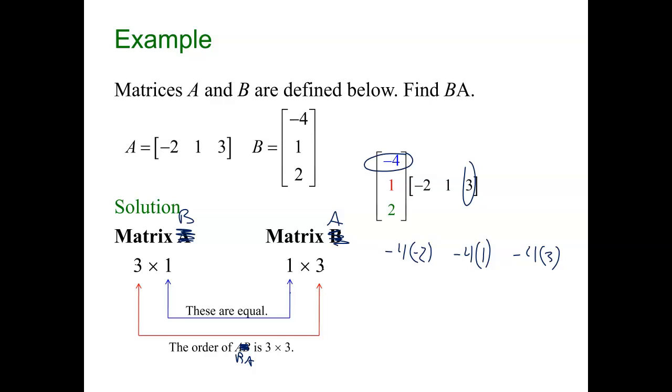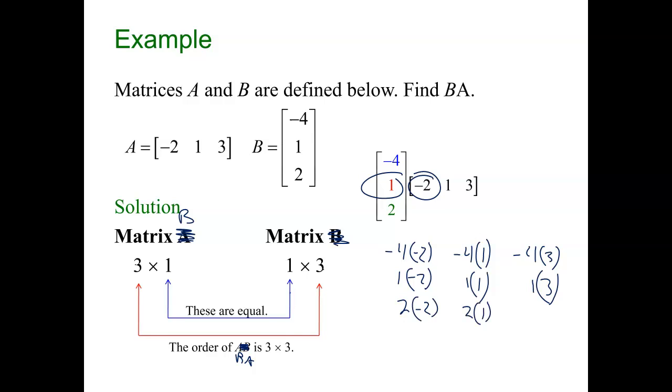And now, there's no other columns, so now I go to the next row and repeat the process. -1 times -2, and then 1 times 1, and then 1 times 3. And then I go to the next row. What's the next row going to be? Yep. 2 times 1, and 2 times 3. So again, that's the work that I need to see. And then we can clean that all up.